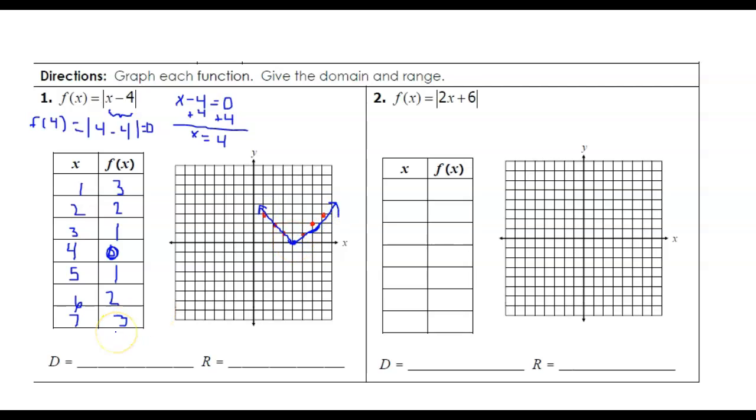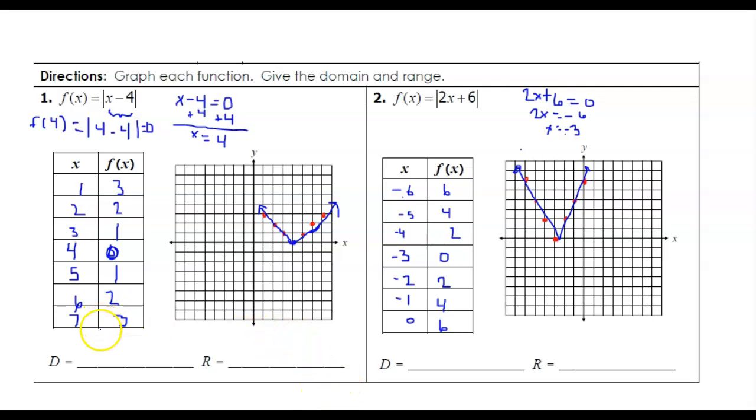All right, I'm going to have you pause the video, and I want you to now go through the steps and graph the absolute value function for number 2. Figure out where your vertex lies, and then graph each side of the absolute value function. All right, did you get what I got? If you did, awesome.